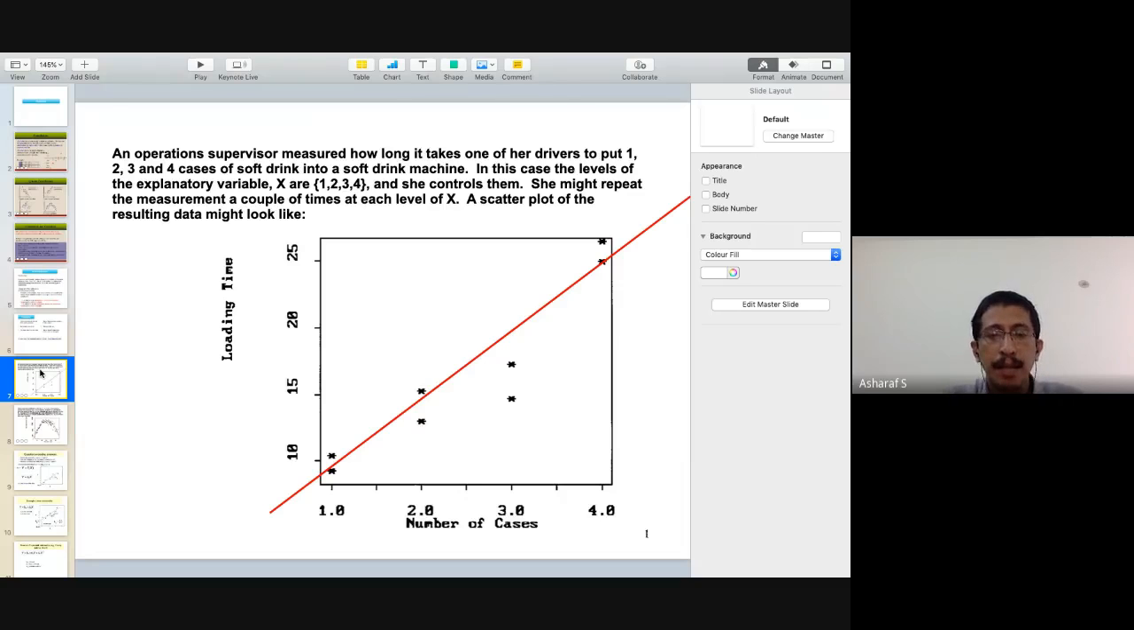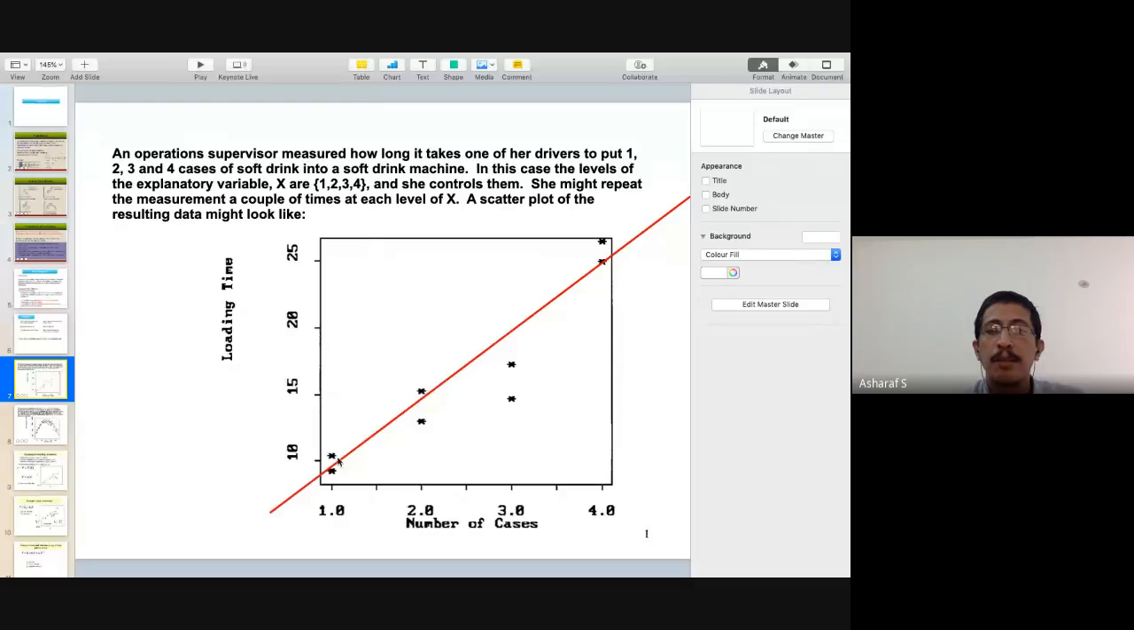And this is another example that I've taken from the public domain. An operations supervisor, who basically maintains the operations, measured how long it takes one of their drivers to put 1, 2, 3, and 4 cases of soft drink in their soft drink vending machine. In this case, the explanatory variable x, the independent variable, can take values 1, 2, 3, and 4, and she controls them, right? How much to put can be decided, and she might repeat the measurement a couple of times at each level of x, and the scatter plot of the resulting data might look like this.